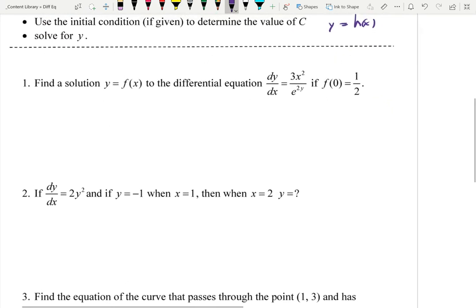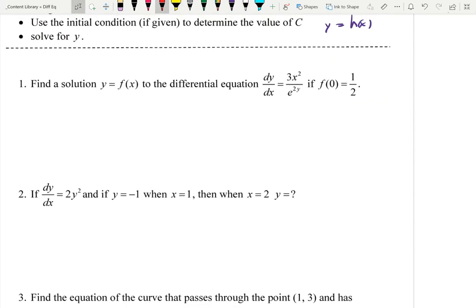All right, so let me go through this process here. First thing, we're going to solve this differential equation here. Remember, what we're looking for when we solve a differential equation is a function that when you take its derivative, it satisfies that equation. So we need a function here whose derivative is equivalent to 3x squared divided by e to the 2 times that function. So first step is to verify that this is in fact a separable differential equation.